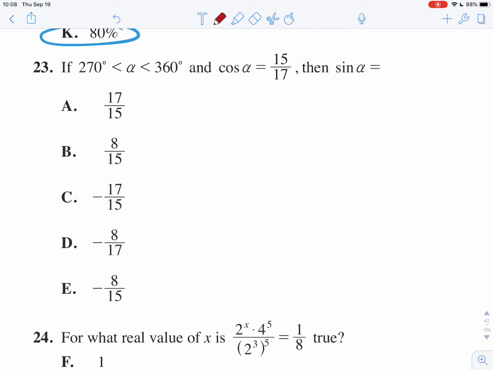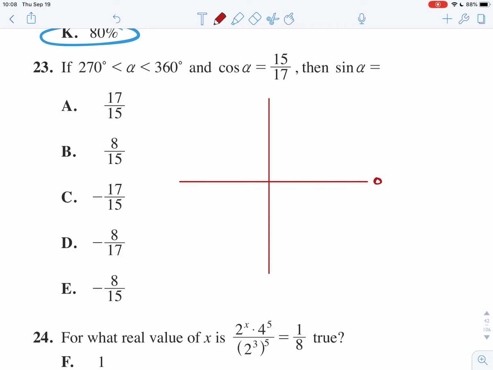Alright, 23, looking like our first trig problem. So they tell us that alpha is between 270 and 360 degrees and that cosine of alpha is 15 over 17. So if this is me, I'm just using my old handy dandy unit circle.